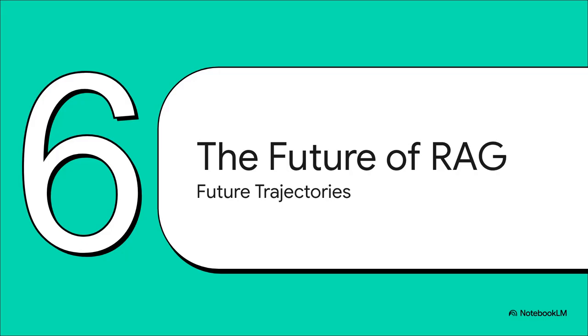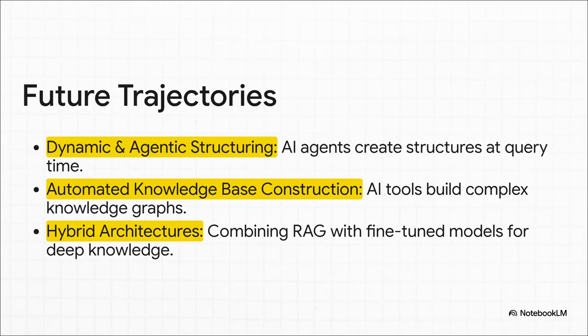So, if we take this structure-first philosophy to its logical conclusion, where does that leave us? What does the future of RAG actually look like? Well, the writing's on the wall. We're clearly moving away from these static, pre-built knowledge bases and toward much more dynamic, intelligent systems. Just imagine AI agents that can restructure information on the fly, perfectly tailored to each specific query. Or think about tools that can just ingest a ton of raw text and automatically build out a complex, interconnected knowledge graph.